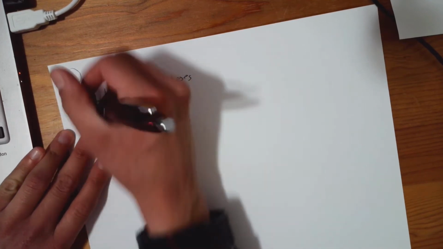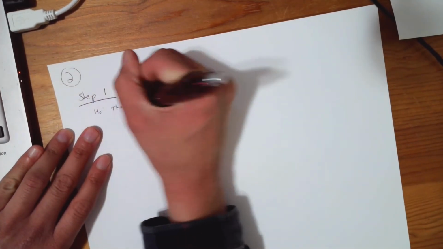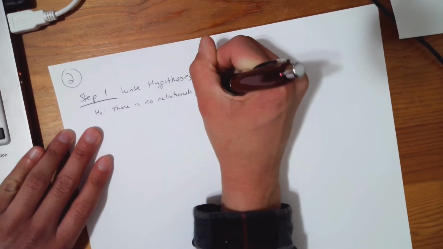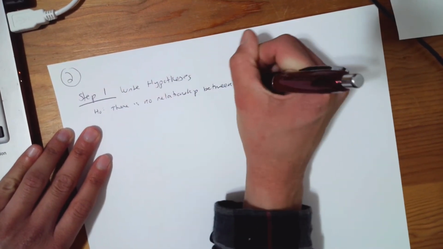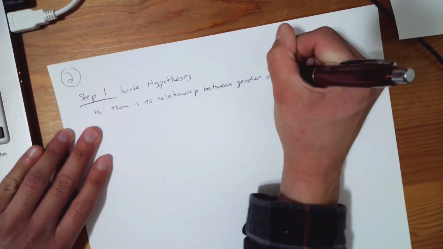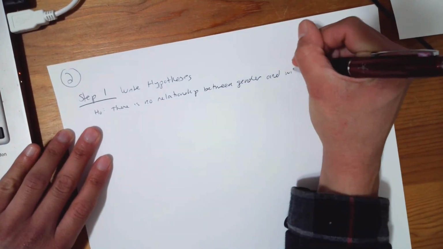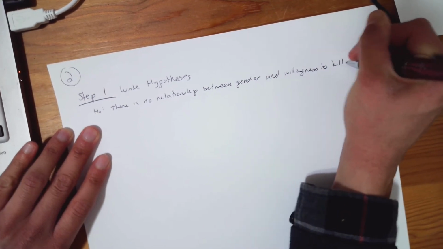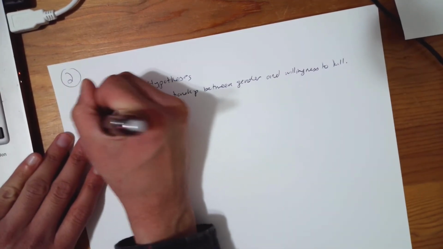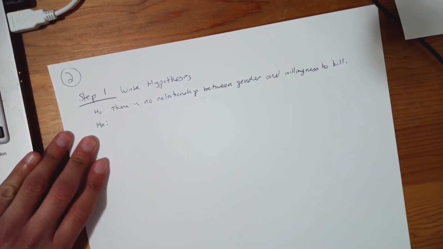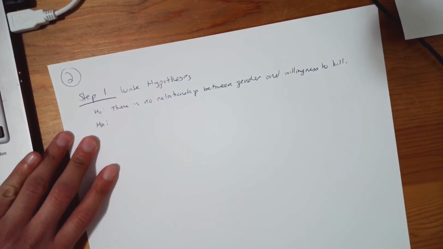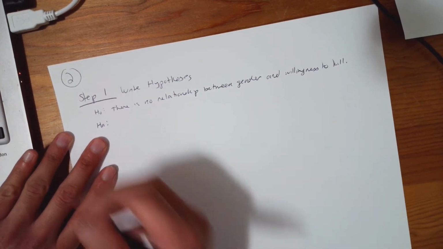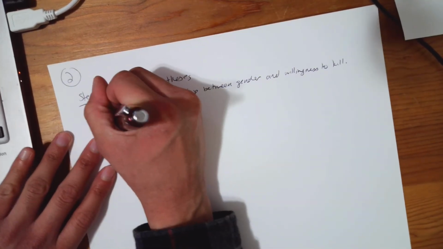So I'm going to write that as there is no relationship between gender and willingness to kill. Your alternative hypothesis is, as usual, going to be the opposite of that. And so our hypothesis there is that there is some relationship between gender and willingness to kill.